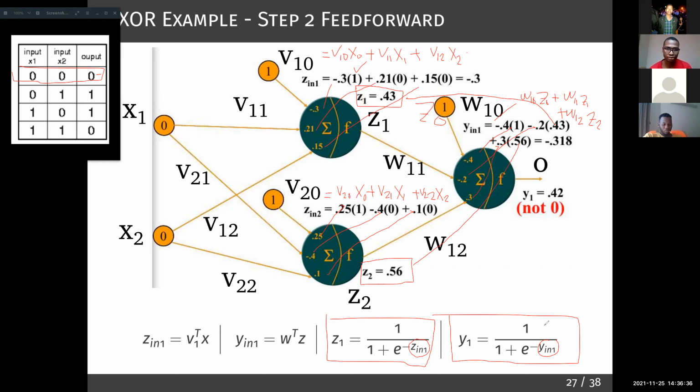So that it's easier to trace, we compute first the exponent, then plug it into this equation. And so that's why we come out with the Z1 and Z2 output.